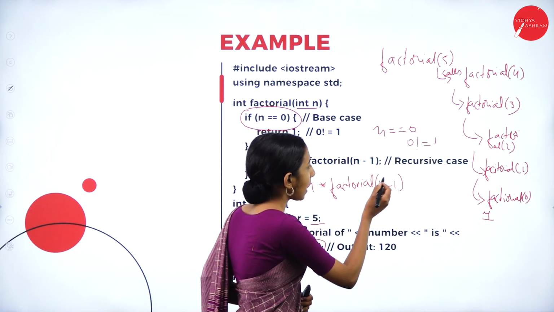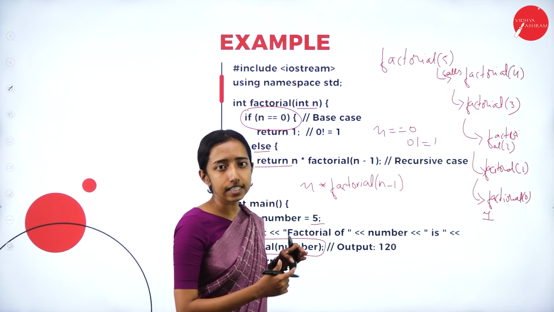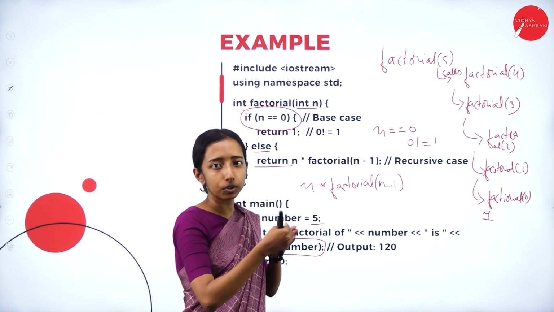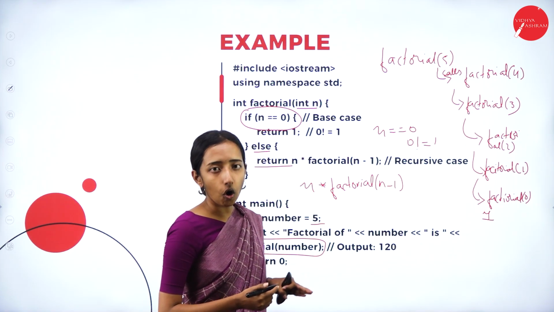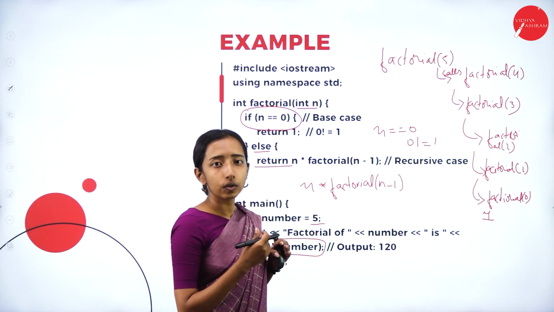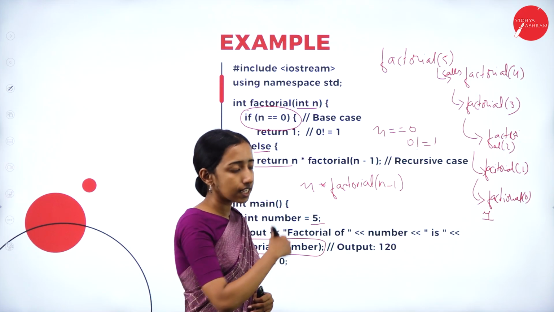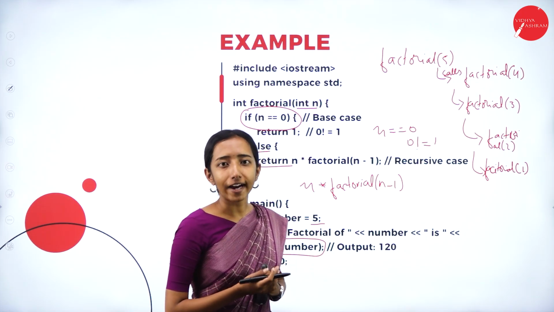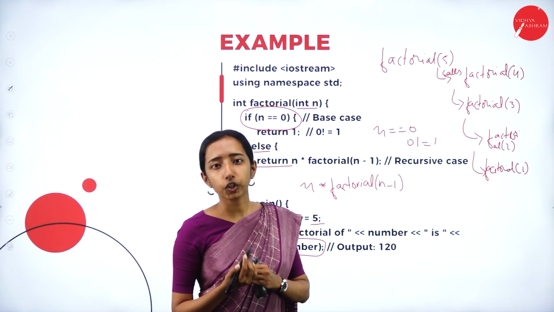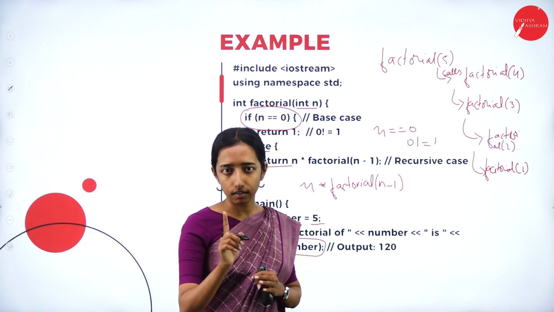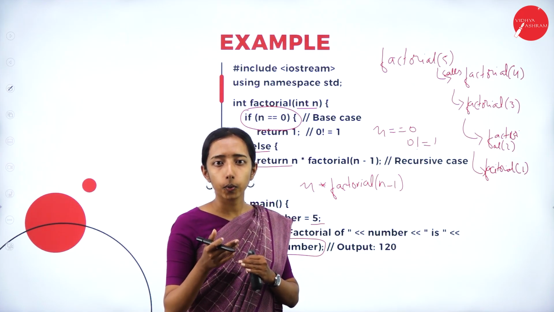So now the condition is matched. Now it is calling from the 5 and the base case returns 1. After calling the base case, we are at factorial 1. So what is the factorial of 1? It is 1, right? The factorial of 1 is 1.